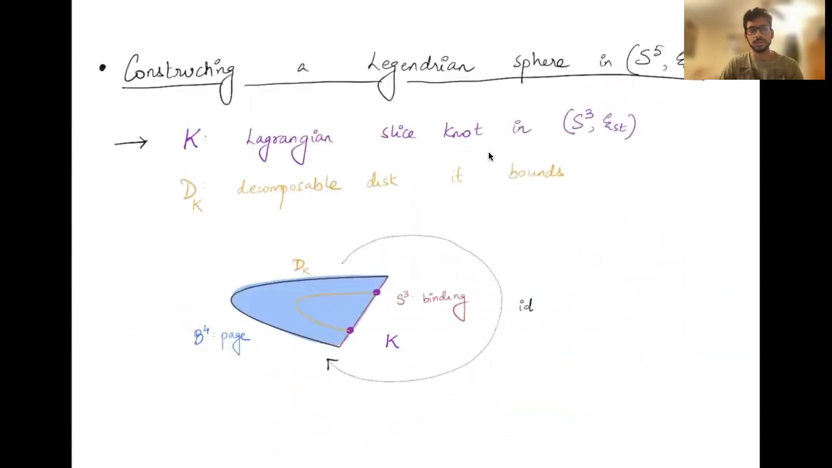So we'll talk about different ways of constructing Legendrian spheres in this contact sphere. And so one way to do that is you consider a Lagrangian slice knot in the binding S3, which has the standard contact structure in it. And suppose dk is a decomposable disk that the Lagrangian slice knot bounds.